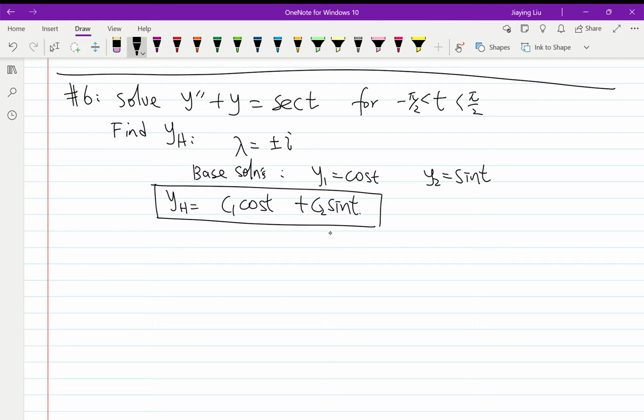And next we need to find the particular solution using variation of parameters. I'm going to show you the way I did last time by using the system of equations, and after that I'm going to show you what Professor Gibson did by using the determinants and the matrices. At the end you can decide which one to use.